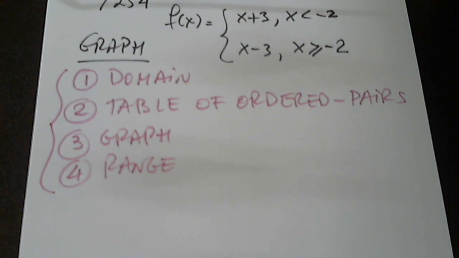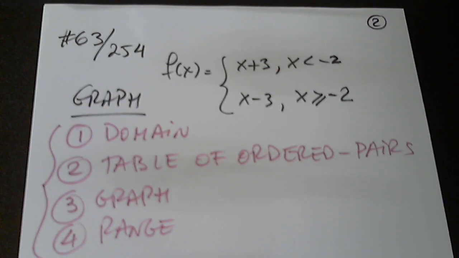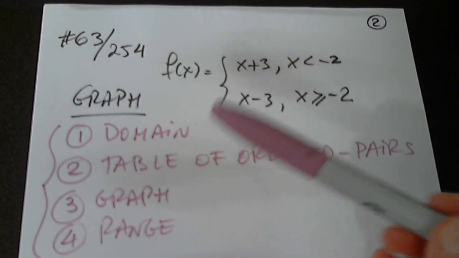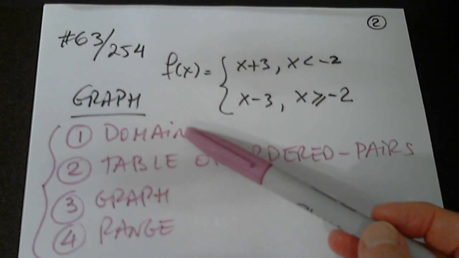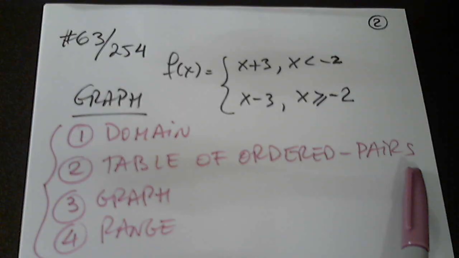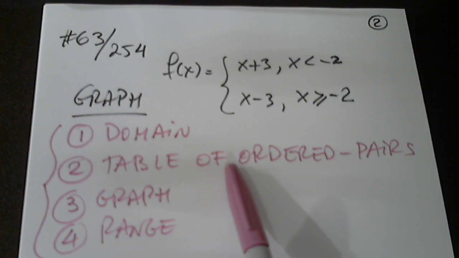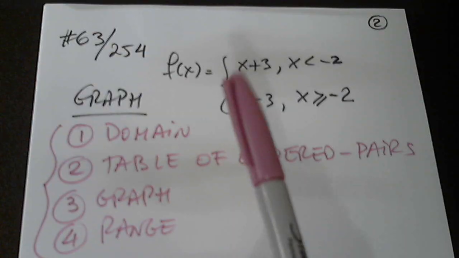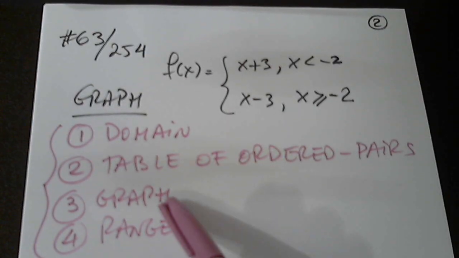These are absolutely mandatory steps, unless the function is extremely simple, like y equals x, and then we know how to graph it. But in all the other cases, when I'm asked to graph a function, I have to go through these steps. I have to find the domain. I have to present the domain in the table of ordered pairs, where I put any ordered pair that I will use to graph the function. Then I present the graph, and then I write the range. This is the correct order, and this is what needs to be presented.